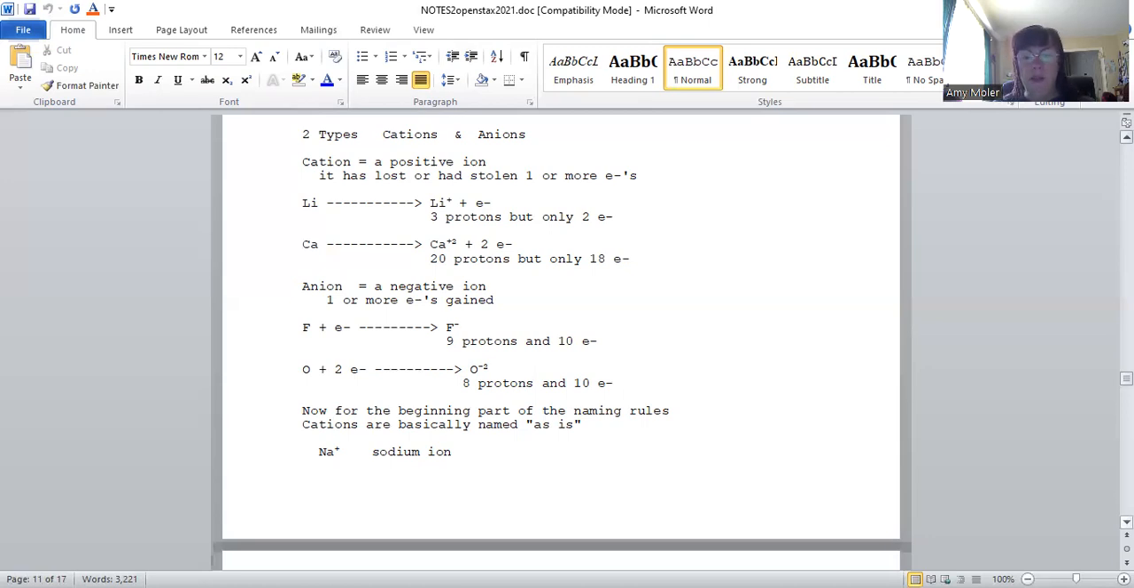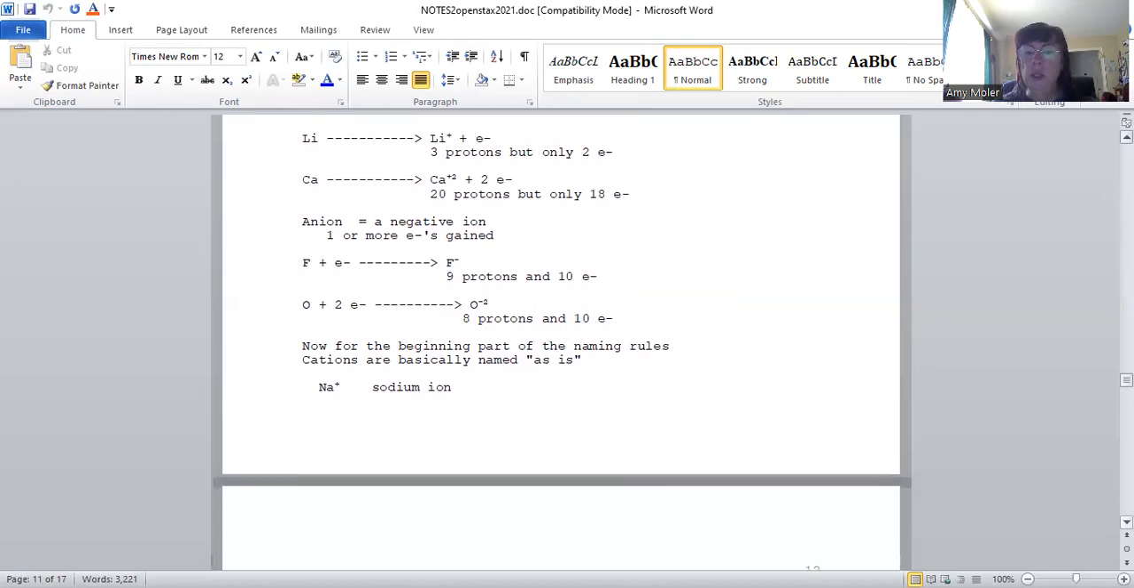How about on the opposite end? Things that are anions. So anions are the negative ones. One or more electrons have been gained. Hint, hint, they are often stolen from the metals. So fluorine has 9 protons and 9 electrons to start with, but it has a high tendency to steal an electron.